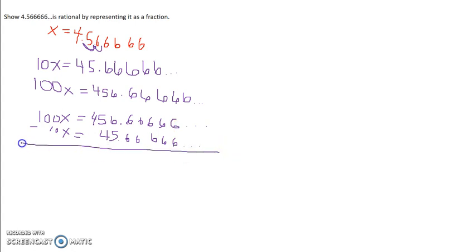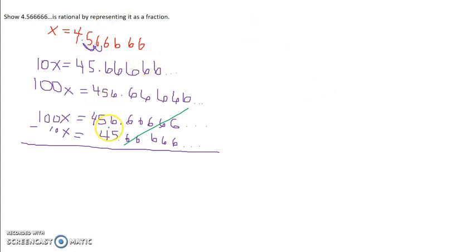Now watch what happens when I subtract. This is the neat thing about this. After the decimal points, in the top number I have 0.6 that goes on forever, and I'm subtracting 0.6 that goes on forever in the bottom number. So really what happens is these cancel. 0.6666666 minus 0.666666666 is 0. So I'm taking care of the repeating part that way.